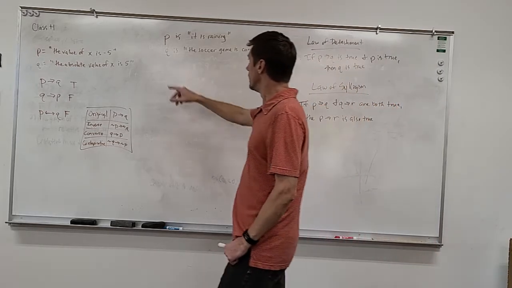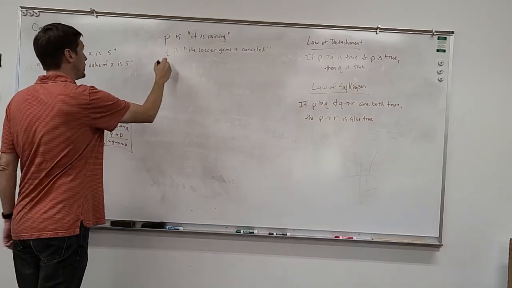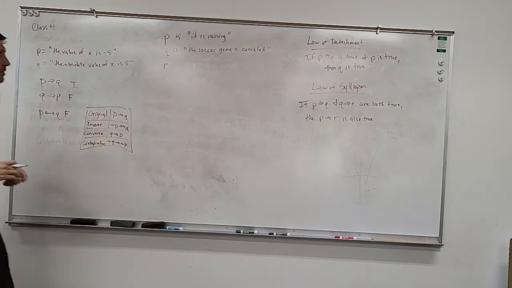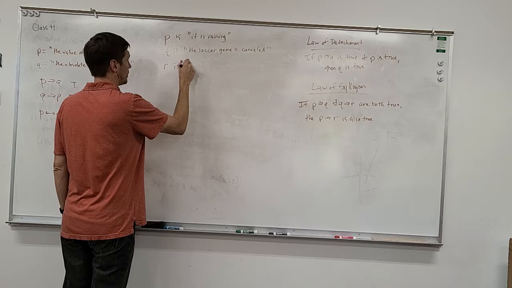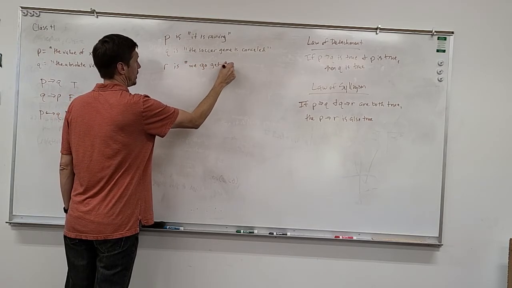Let's see. P is it is raining. Q is the soccer game is canceled. R is we go get coffee. All right?